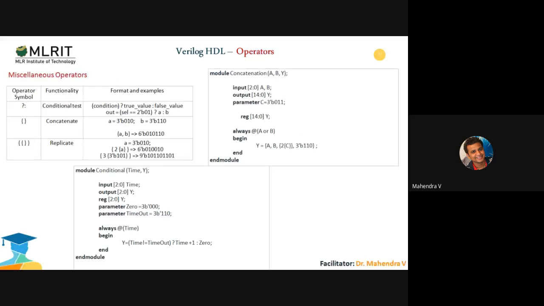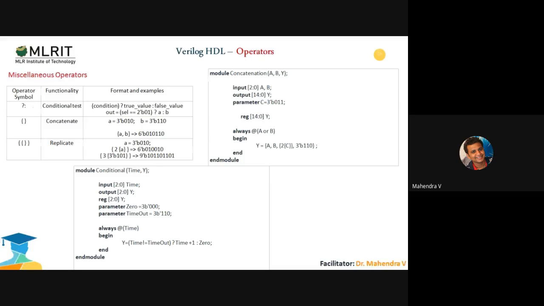And the miscellaneous operators that we use. Already we have seen this conditional test, that is the ternary operator. If the statement is true, then the true value will be assigned, otherwise the false value will be assigned. This is one example we have seen with the help of the multiplexer, at the time of explaining the unary, binary, and ternary operators.